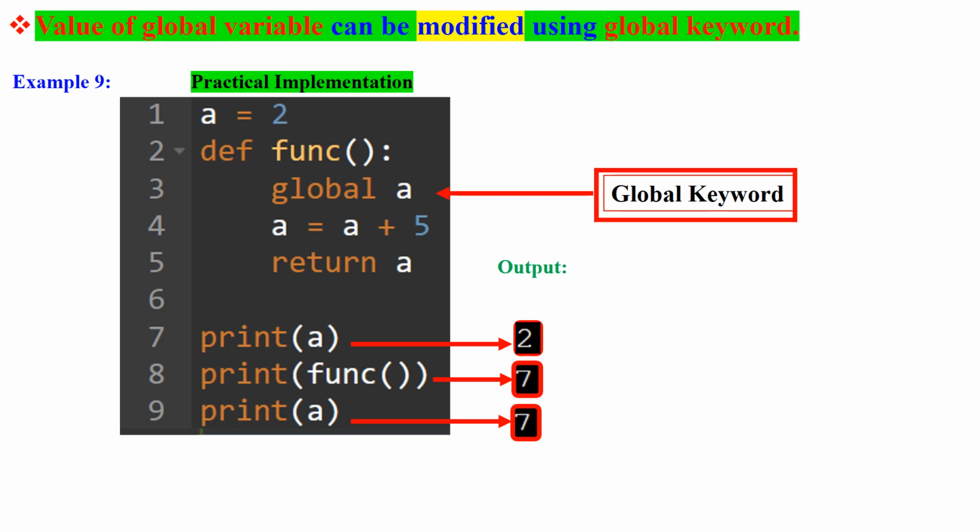In line 7, when print a is called, it prints the initial value of a, which is 2. In line 8, when print func is called, it calls the func function, which updates the value of a and returns the updated value of 7. This value is printed. In line 9, finally, when print a is called again, it prints the final value of a, which is also 7 after the increment. Note that the global keyword is used within the func function to indicate that a refers to the global variable, allowing us to modify its value within the function.